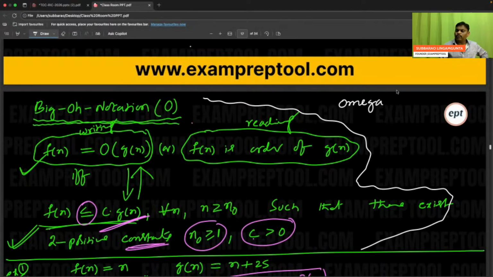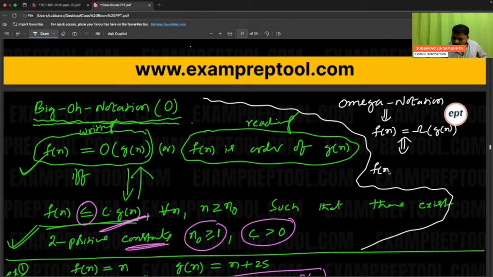See the omega notation. Omega notation means same story. See this one: f of n is omega of g of n if and only if, same story. Everything as it is, you write, but less than or equal to is replaced by greater than or equal to, that is the only difference.